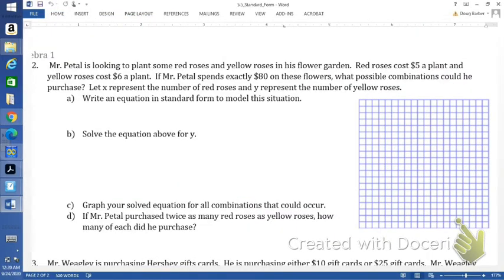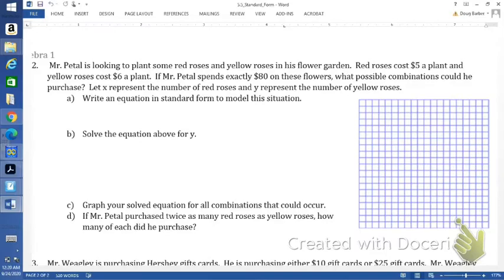Alright, the next one. Mr. Petal is looking to plant some red roses and yellow roses for his flower garden. Red roses cost $5 a plant and yellow roses cost $6 a plant. If Mr. Petal spends exactly $80 on these flowers, what possible combinations could he purchase? Let X represent the number of red roses, and Y represent the number of yellow roses. We first want to write an equation in standard form to model this situation.